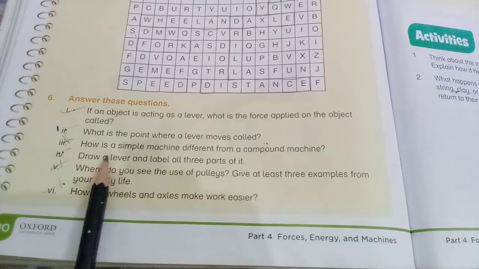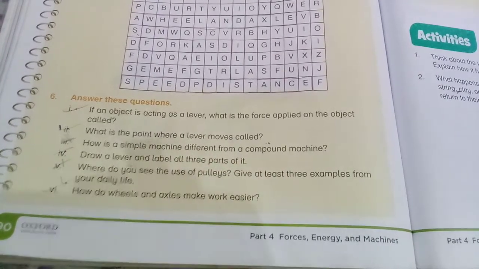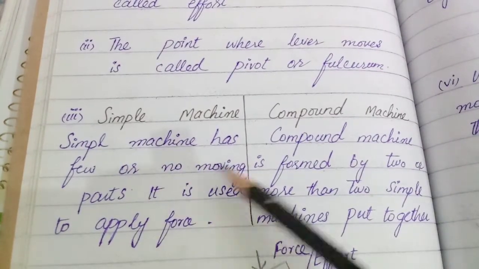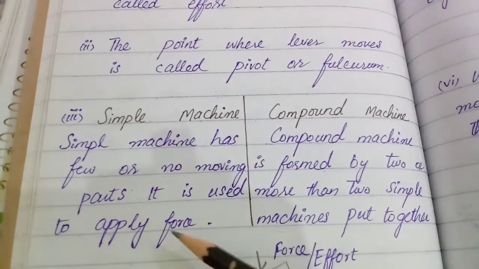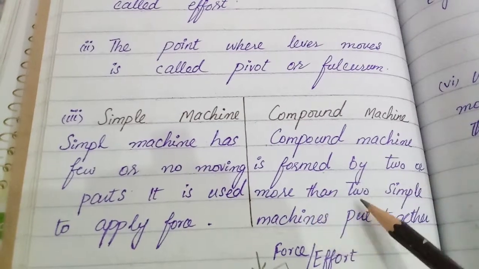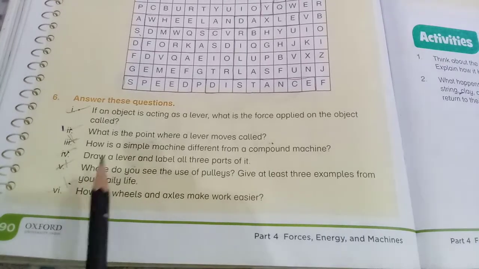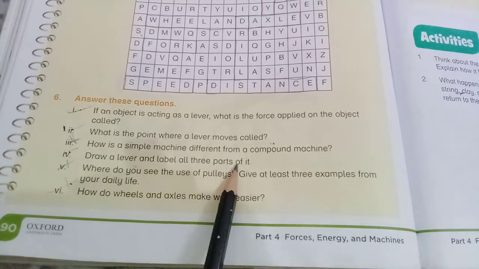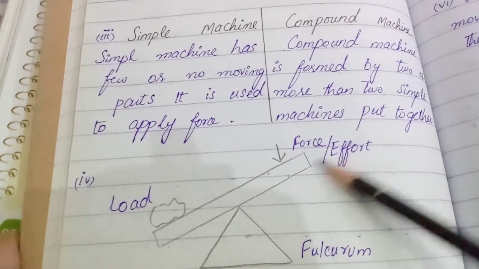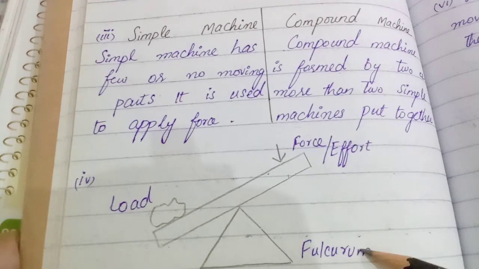How is a simple machine different from a compound machine? Simple machine has few or no moving parts. It is used to apply force. Compound machine is formed by two or more than two simple machines put together. Draw a lever and label all three parts of it. In this way you can draw and label this question. This one is load, force or effort and fulcrum.